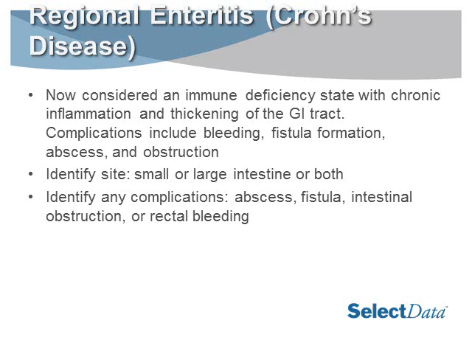If you have a patient with regional enteritis, Crohn's disease is now considered an immune deficiency state with chronic inflammation and thickening of the GI tract. Complications include bleeding, fistula formation, abscess formation, and obstruction. We must now identify the site, whether it's of the small or large intestine or both, and we must identify any complications, whether the patient has abscesses, fistulas, intestinal obstruction, or any rectal bleeding. And Crohn's disease remains a mixed diagnosis, does it? Yes, it does. Okay.